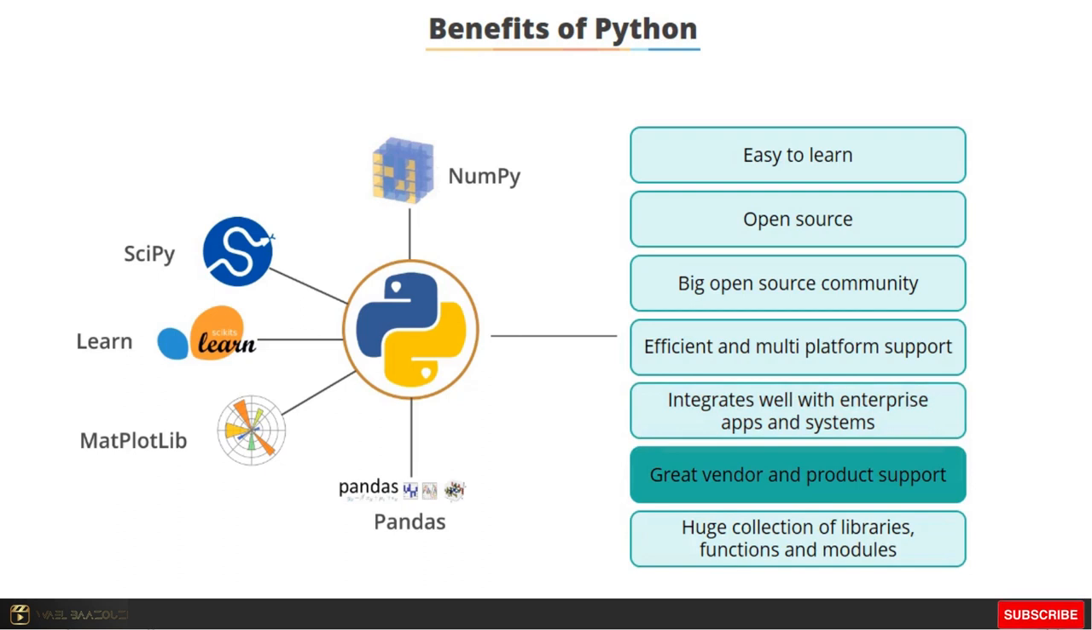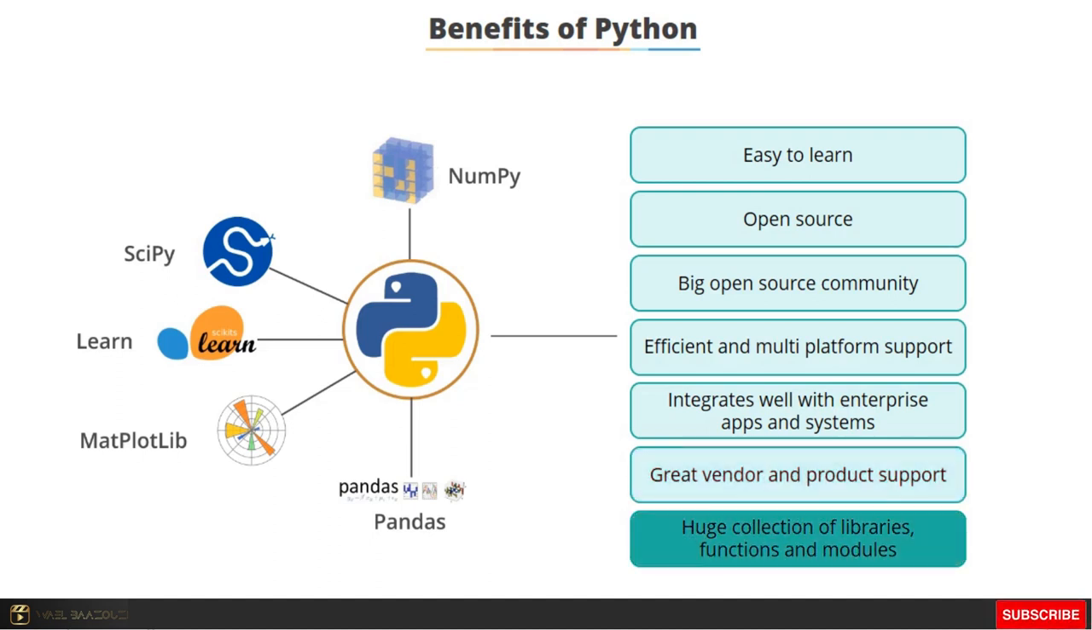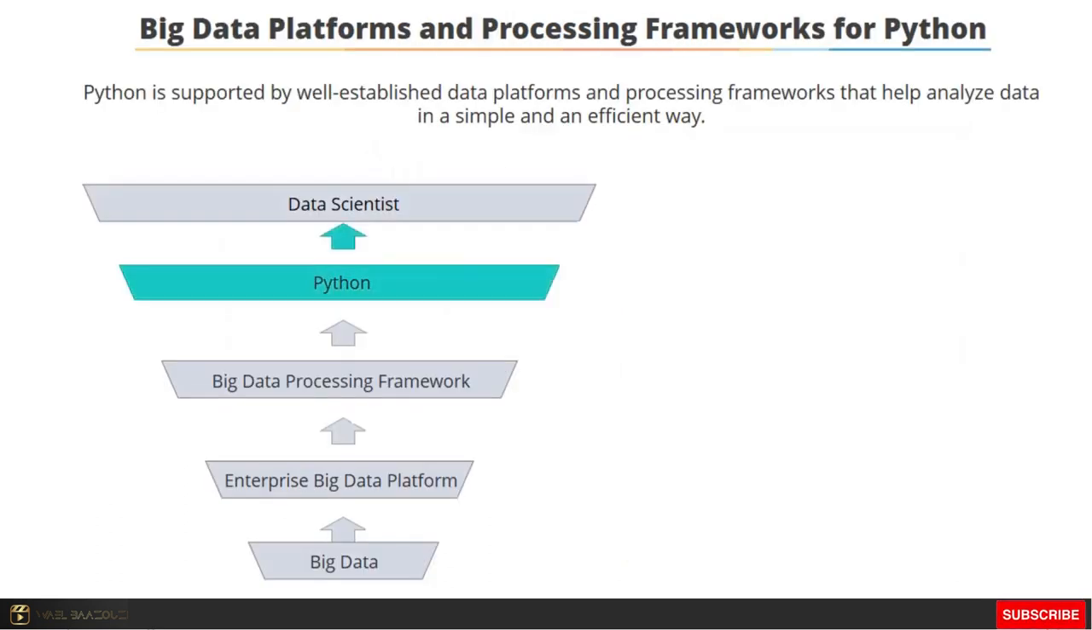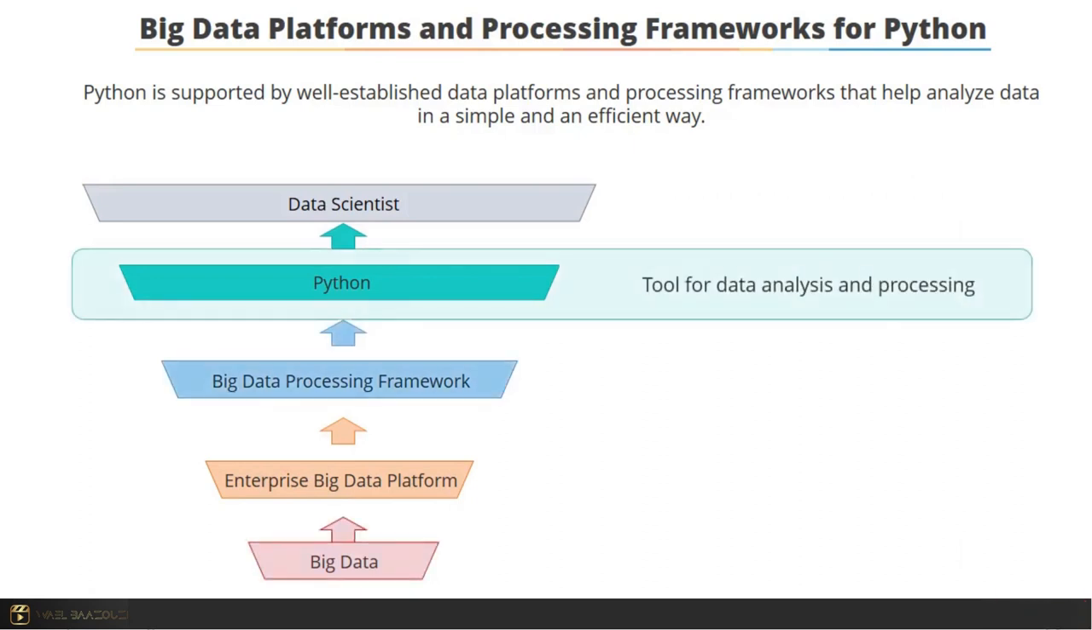There are a lot of tools, platforms, and products in the market from different vendors, as they offer great support and services. Python and its libraries create unique combinations for data science. Because of all these benefits, it's usually popular among academicians, mathematicians, statisticians, and technologists. Python is supported by well-established data platforms and processing frameworks that help it analyze data in a simple and efficient way.